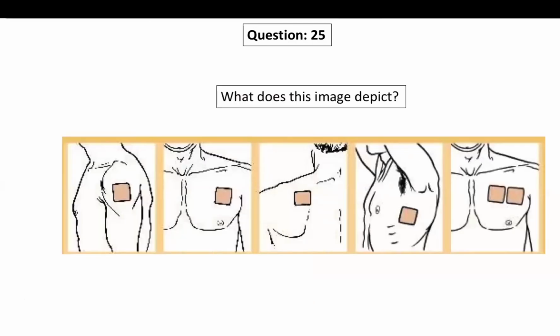This is probably the last question of today's session. So, what does this image depict? These are the locations where we commonly apply the transdermal patch. Okay. So, what are the possible sites? Can you name the possible sites as depicted in this figure? The first is the upper outer arm, then upper chest, then the third picture is the back, and the fourth is the side of the chest. So there are basically 8 locations. Yes. Okay.